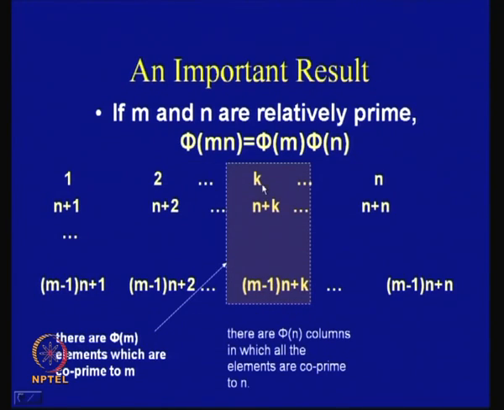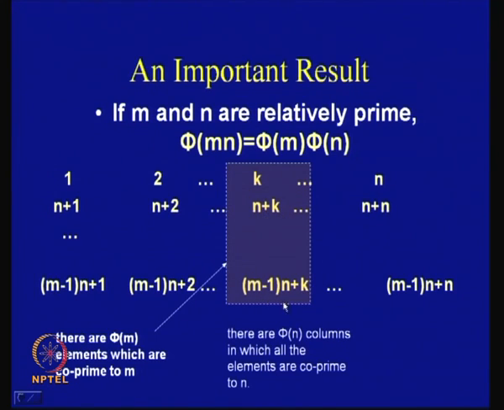Okay, and if these numbers have to be co-prime to n, then by our previous day's discussion we know that the remainder matters. For example, if you take n plus k and divide it by n, the remainder is k, and if this number has to be co-prime to n, then the remainder k has to be co-prime to n. So the same holds for all of them.